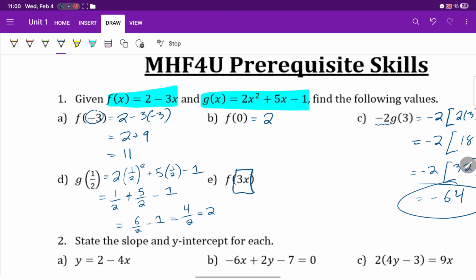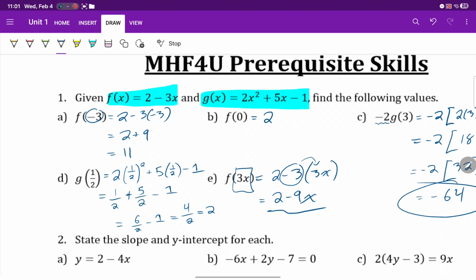And with this last one, we're doing 3x. We're subbing in 3x into f of x. Oh, this one's interesting. We get 2 minus 3 bracket, we're subbing in 3x. When I do that, I'm going to multiply into the bracket. I get 2 minus 9x. I can't simplify that anymore. Those are not like terms. So we are done at that point.